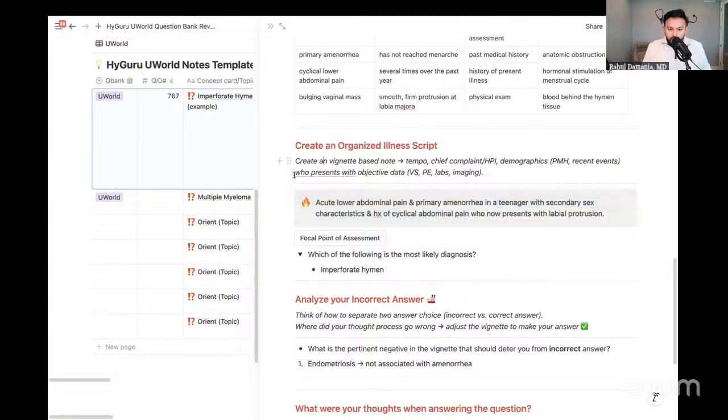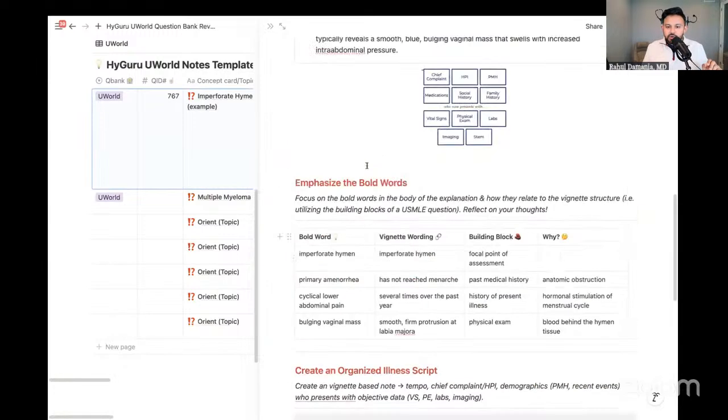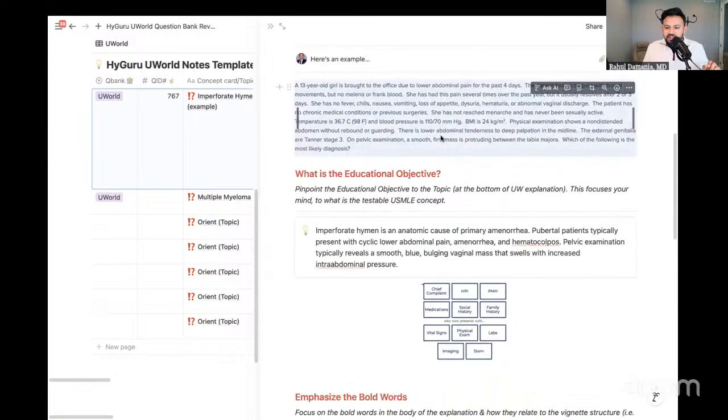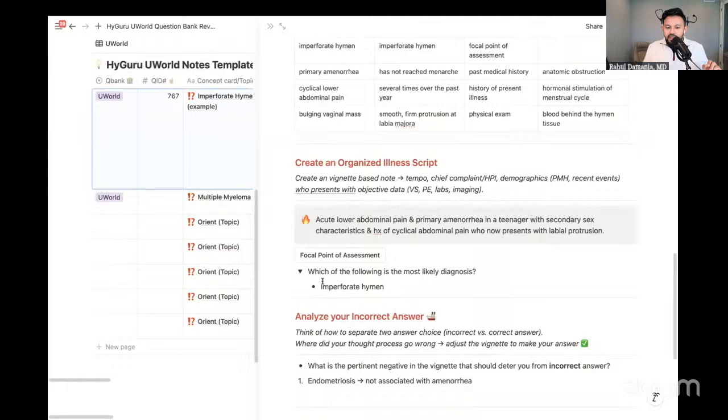Then the linker word to get us into the objective, who now presents with a labial protrusion. And I put that right here. Then I click the button, what is the focal point of assessment? And I just copy paste the stem. I copy paste the lead-in and I copy paste the answer. So which of the following is the most likely diagnosis? That is what I copy paste right here when I click focal point of assessment.